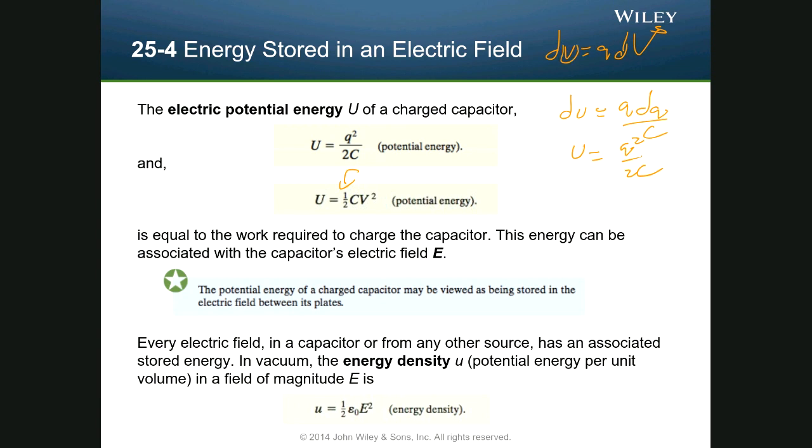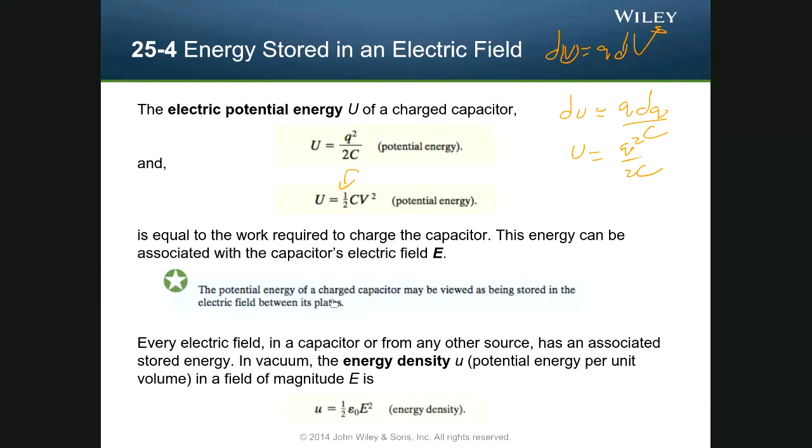Yeah. So, that just comes from our original expression for electric energy. Now, the potential energy of a charged capacitor may be viewed as being stored in the electric field between the plates, right? If you read your start comment, this is one of those big physics ideas.